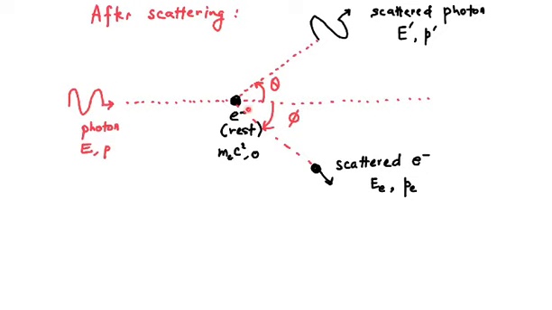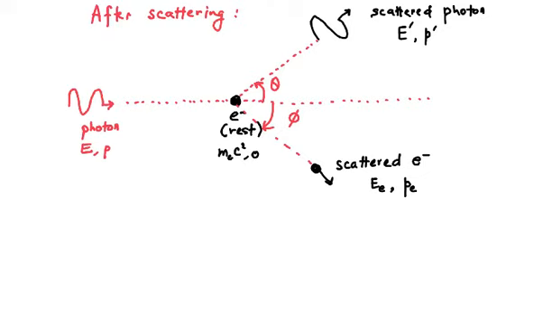Now look at this scattering process very carefully. The photon collides with the electron at rest, so that the photon goes in one direction making an angle theta, and the electron is scattered in a different direction making an angle phi. Initially the photon has energy E and momentum P, and the electron has energy m_e c squared and momentum 0. The scattered photon has energy E prime and momentum P prime, whereas the scattered electron has energy E subscript e and momentum P subscript e.